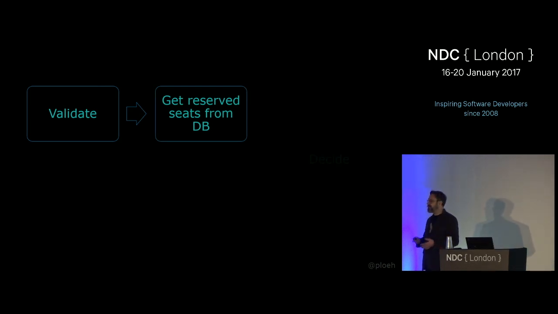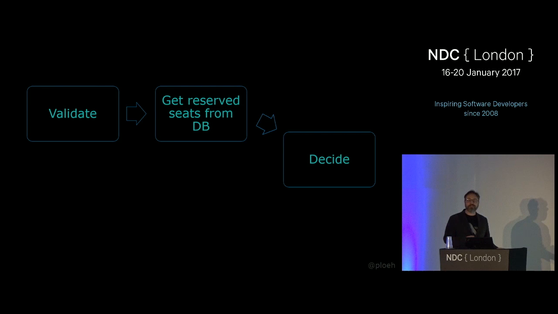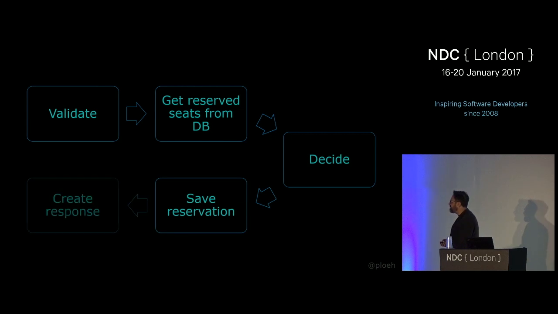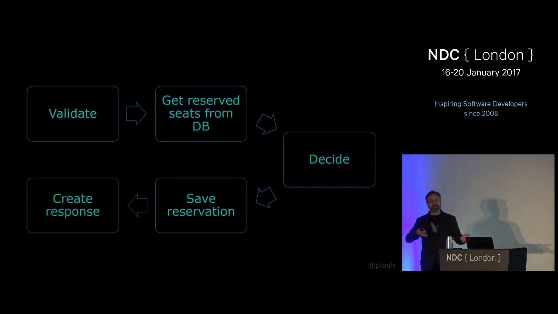And once we have that information, we can make a decision. Do we accept the reservation or do we reject it? If we accept it, we'll save it into the database. Otherwise, we'll not do that. And then, we'll return a response, an HTTP response back to the caller.